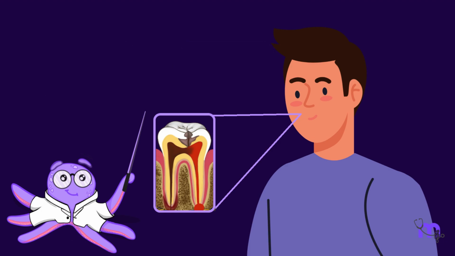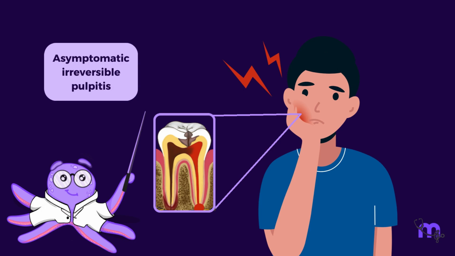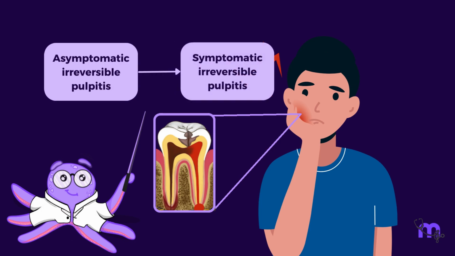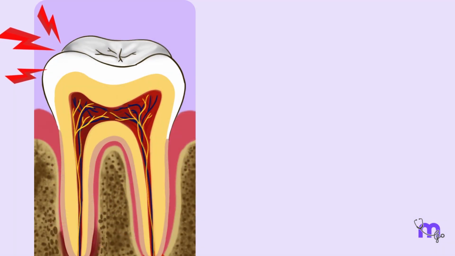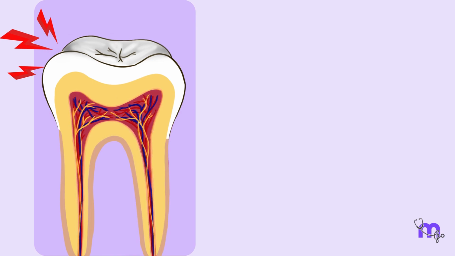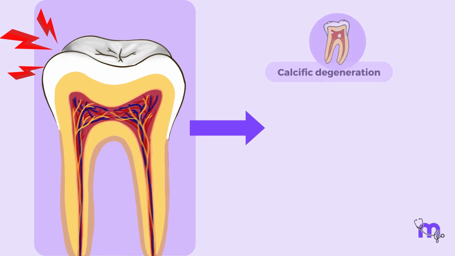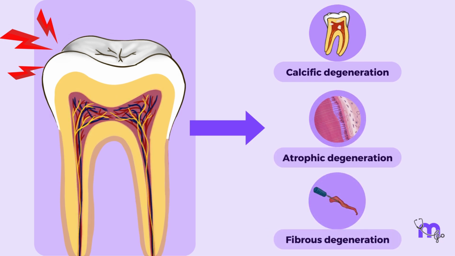We also encounter patients who say they have never had a painless carious tooth for 1 year, but suddenly developed severe pain. Well, can you guess what happened here? Yes, the asymptomatic irreversible pulpitis became symptomatic irreversible pulpitis. Sometimes the noxious stimuli can harm the healthy pulp so severely that it can lead to necrosis of the pulp. At other times, pulp can react differently and degenerate, which is calcific, atrophic, or fibrous in nature.